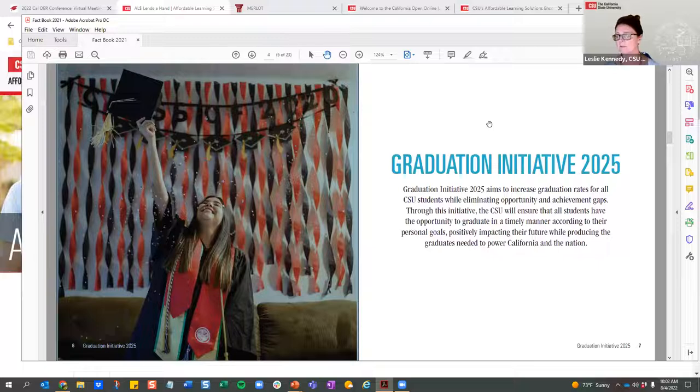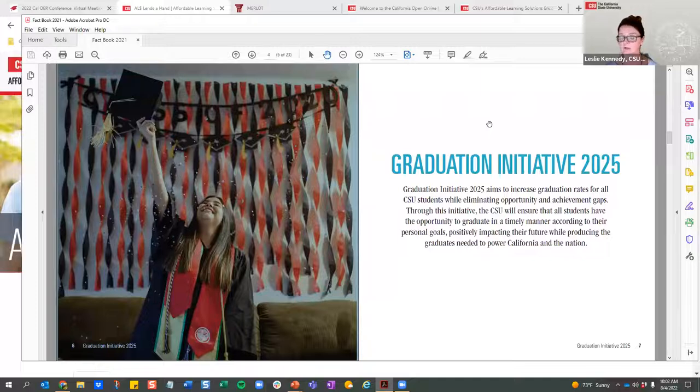So it's been a very positive experience, and it continues to move forward towards 2025. The COVID impact did not necessarily affect it negatively. In fact, we continue to increase the graduation rates through that process as well.